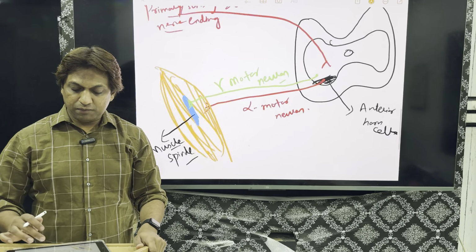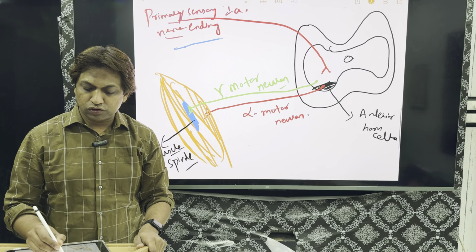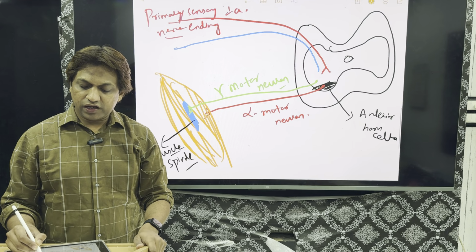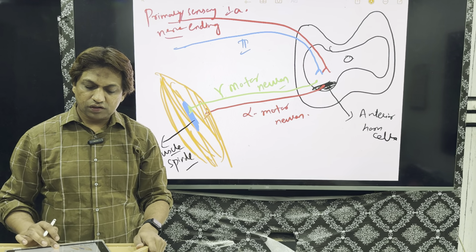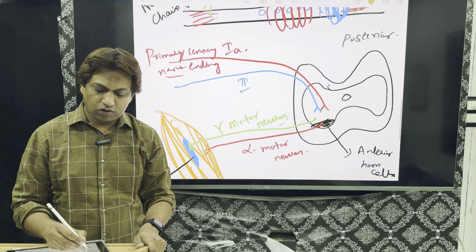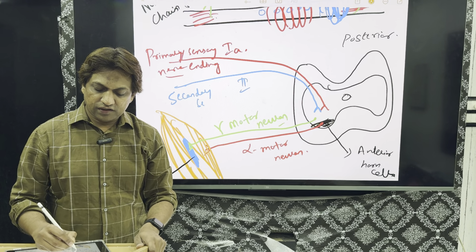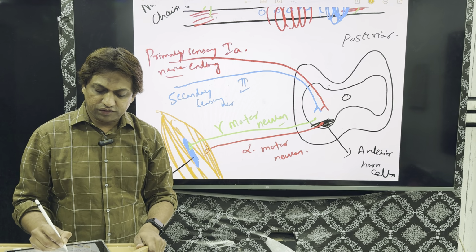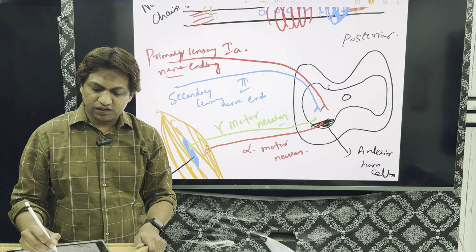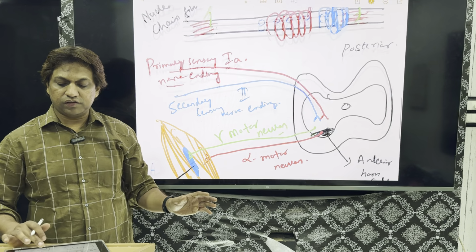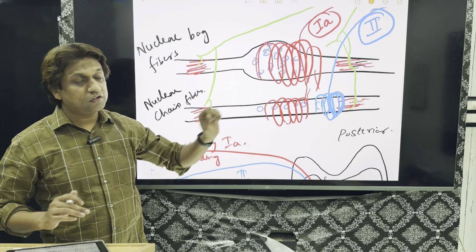Okay, and these type 2 fibers again go through the posterior part. This sensory ending is called the secondary sensory nerve ending. So what is the significance of these primary and secondary sensory nerve endings which are coming from the nuclear bag fibers and the nuclear chain fibers?